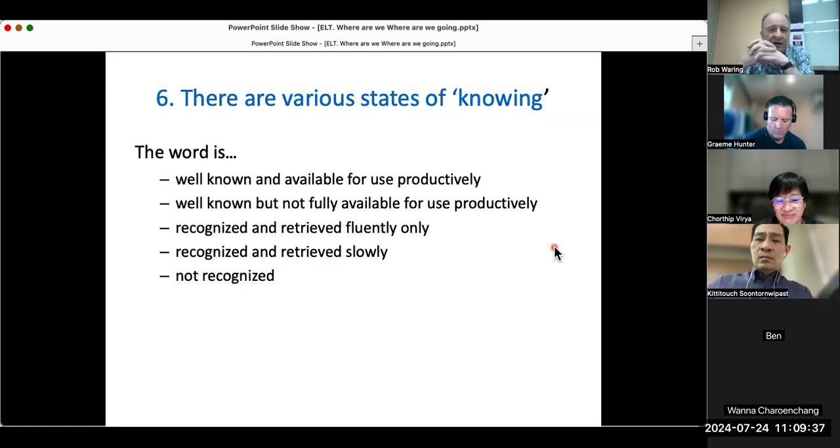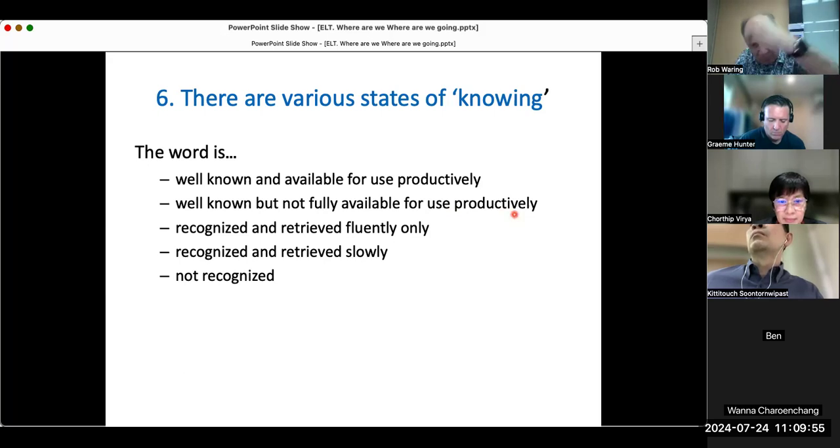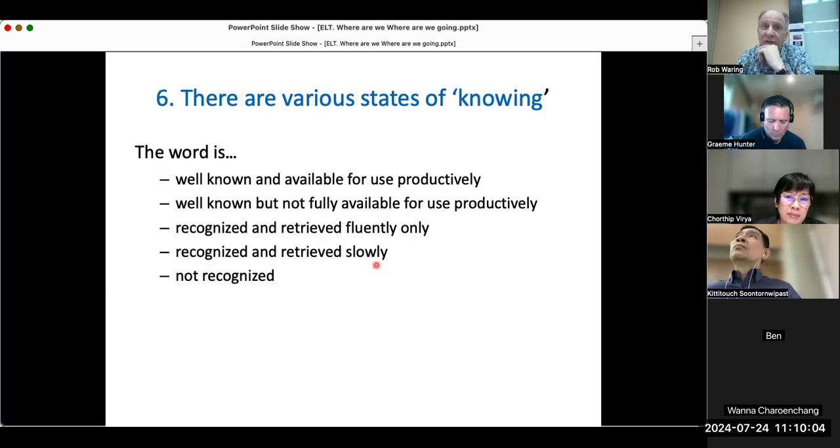We also know there are various states of knowing. Sometimes you might know a word really well, and you can use it productively. The word apple, instantly available. You may know the word quite well, but you can't use it productively. It's on the tip of your tongue, but it doesn't come out, or you can't quite pronounce it well. You might recognize it and retrieve it quickly, but it's not available for production. It might be recognized, but retrieved slowly. It's like, what's this word? I think it means this, or not recognized.